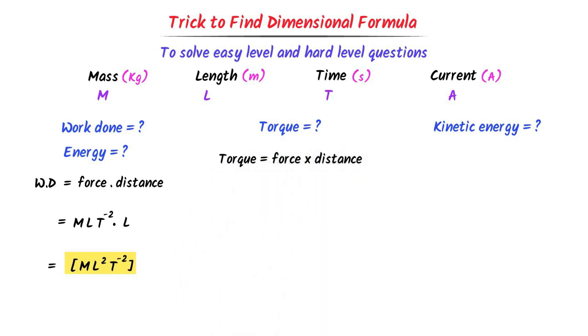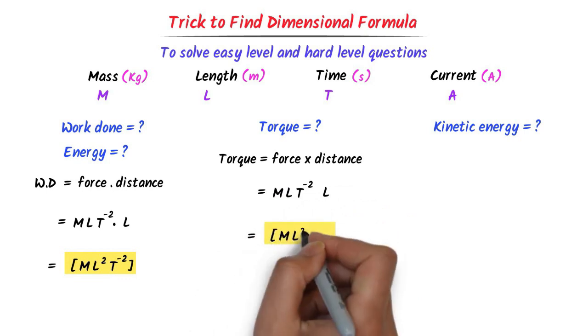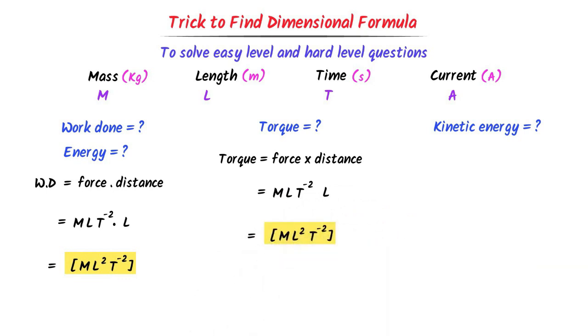The dimensional formula of force is m L t to the power negative 2 and that of distance is L. I get m L squared t to the power negative 2. Hence the dimensional formula of torque is mL squared t to the power negative 2.